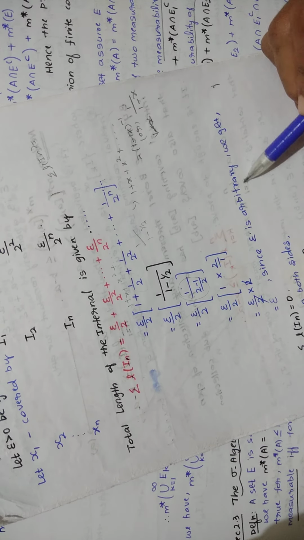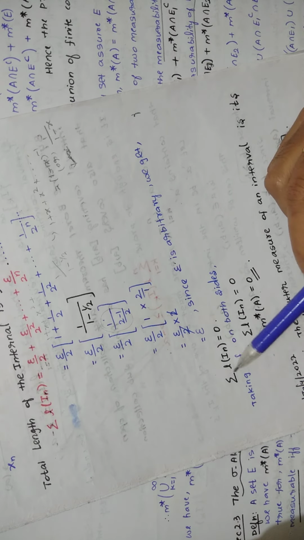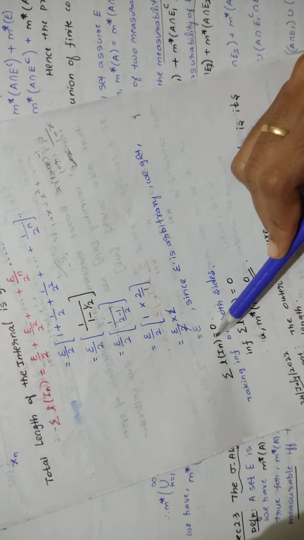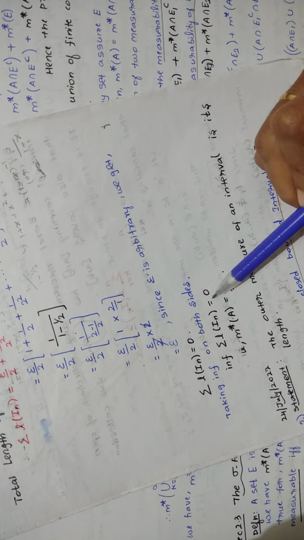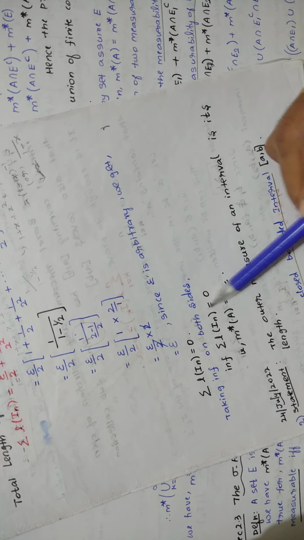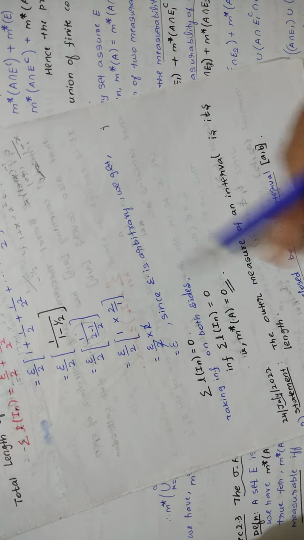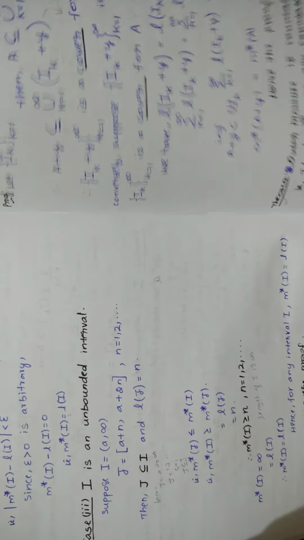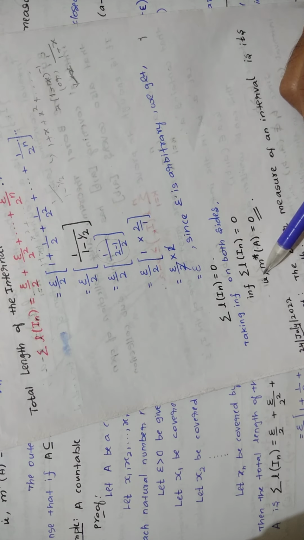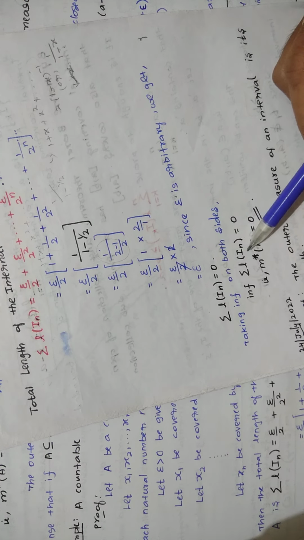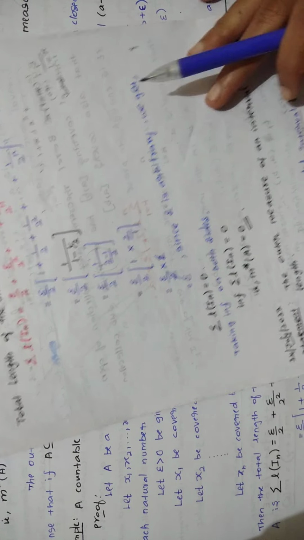So since epsilon is arbitrary, we get summation L of In is equal to 0. Okay, taking infimum on both sides, you get infimum summation L of In is equal to 0. So for this value, by the definition of Lebesgue outer measure, you can put m star of A in the place of infimum summation L of In is equal to 0. So hence the proof.